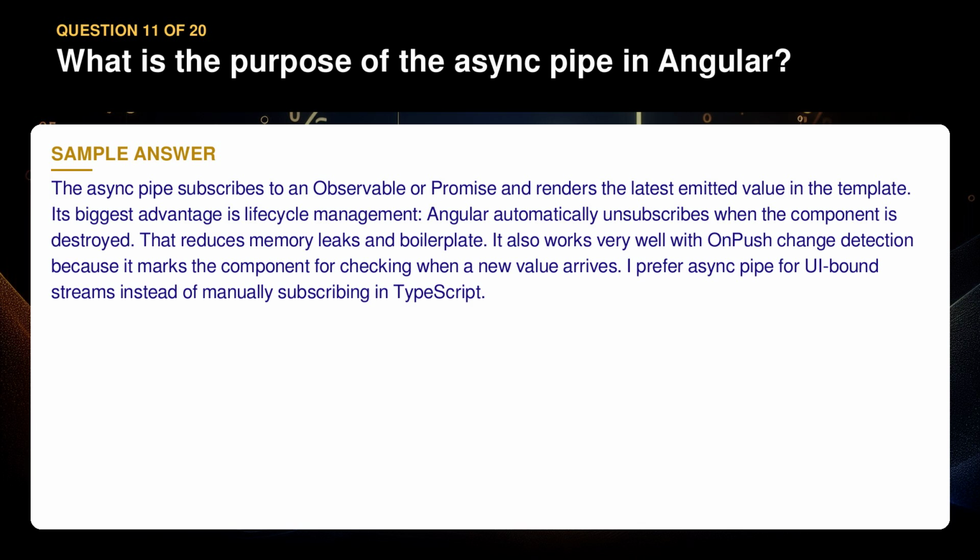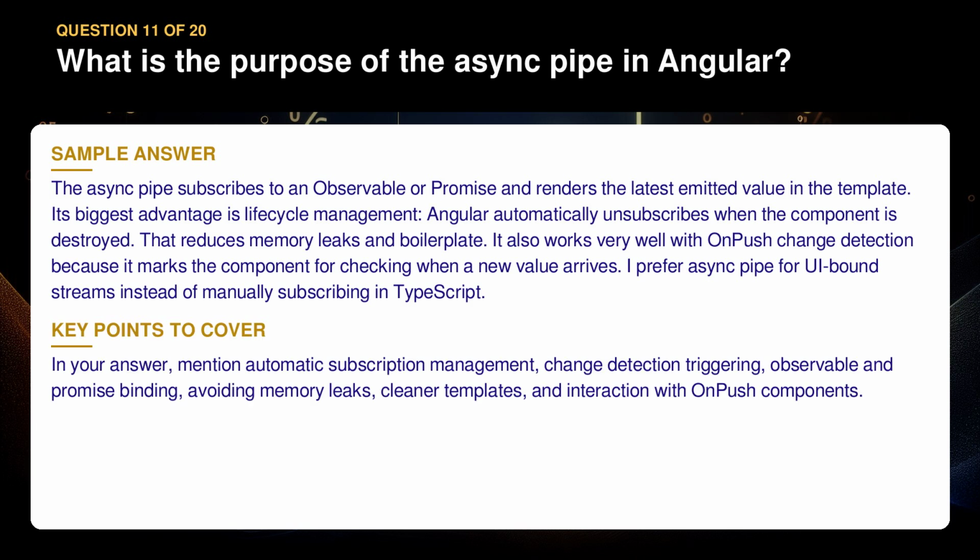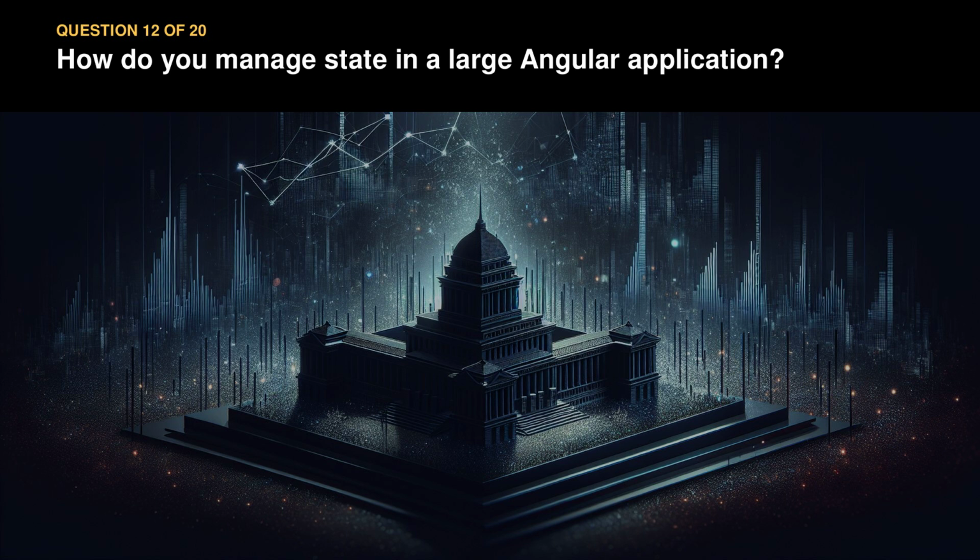It also works very well with OnPush change detection because it marks the component for checking when a new value arrives. I prefer async pipe for UI-bound streams instead of manually subscribing in TypeScript. In your answer, mention automatic subscription management, change detection triggering, observable and promise binding, avoiding memory leaks, cleaner templates, and interaction with OnPush components.